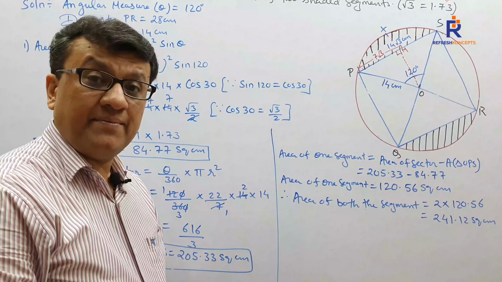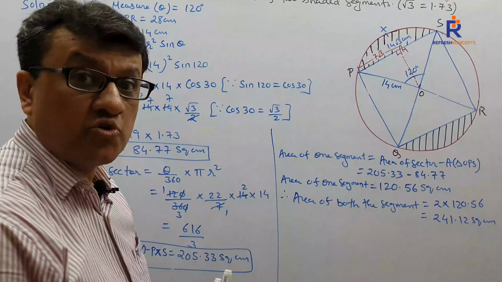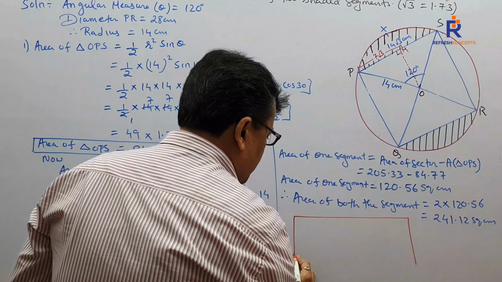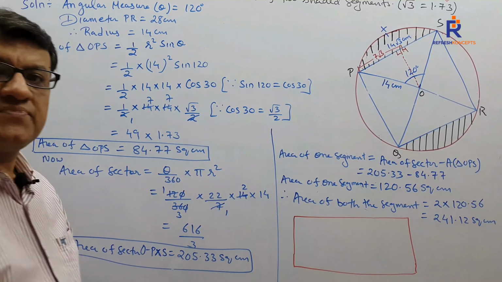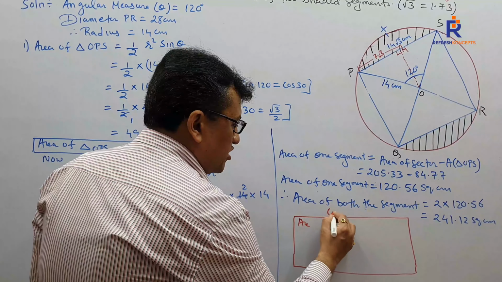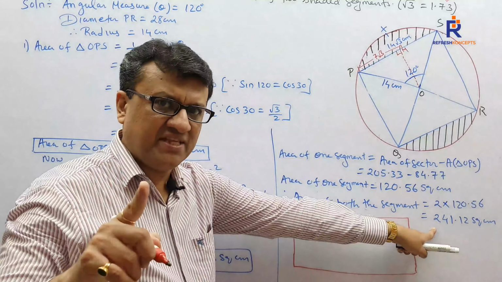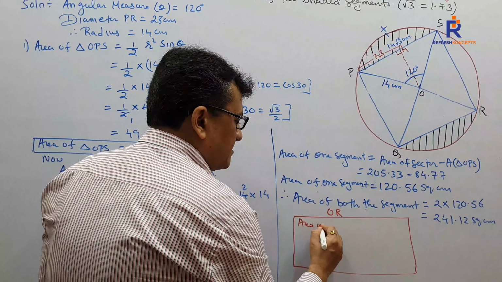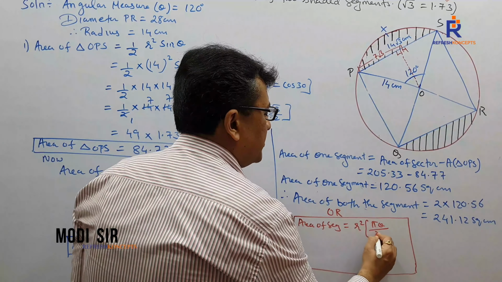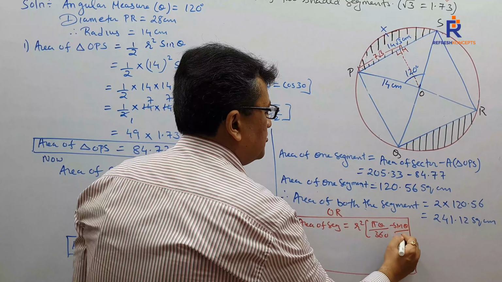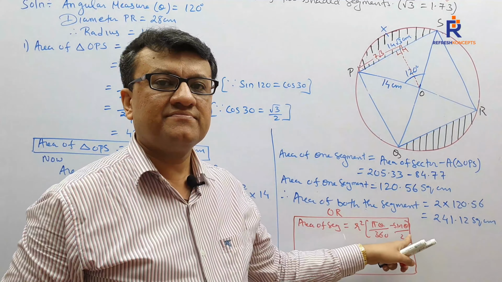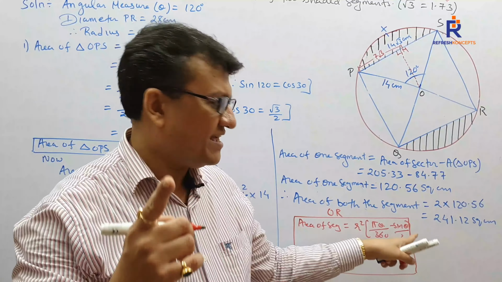Right, children? Now I was about to give you the second answer. This is an optional answer with a different marker I'm writing. So shorter, your answer will be, had you used the direct formula for area of segment. Area of one segment, mind you, is nothing but r square into pi theta by 360 minus sine theta by 2. Once again, sine 120 will be taken as cos 30, and we can work it out.